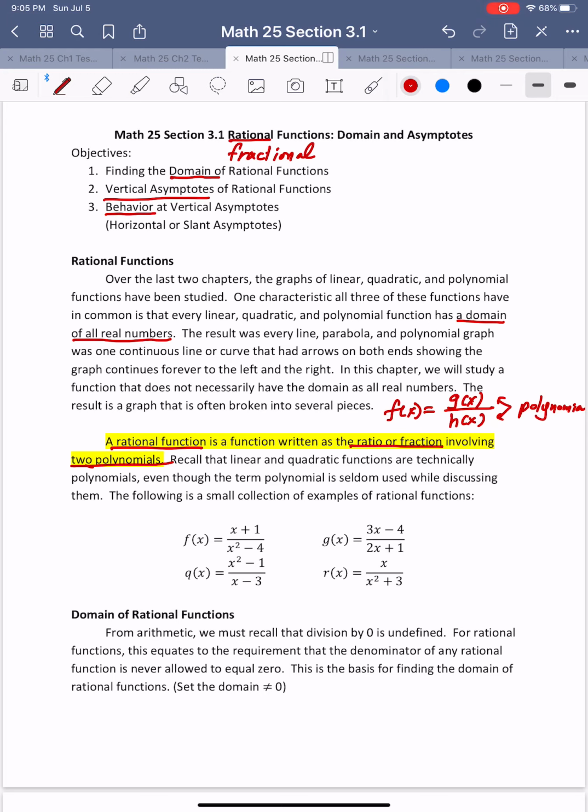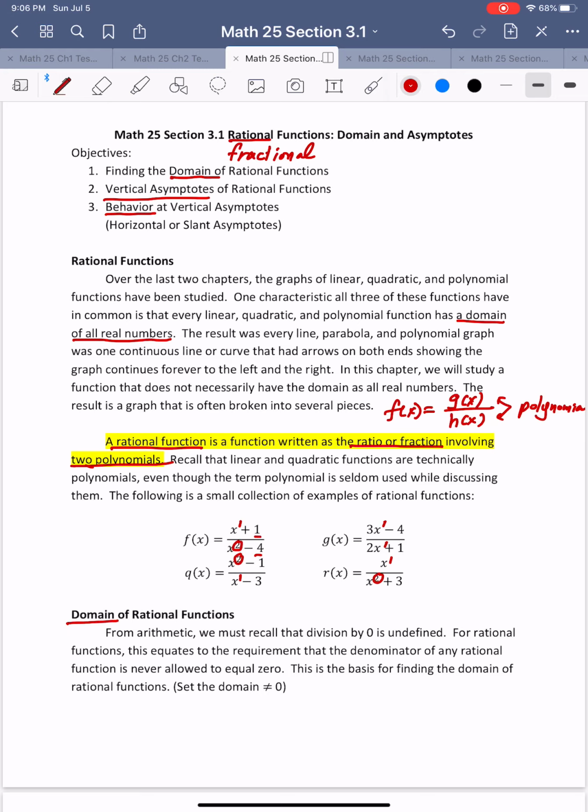The f function is a rational function because you have polynomials: this one is degree 1, and the 1 is degree 0, degree 2, and degree 0 for 4. Degree 1 for the g function, degree 0, and degree 1. Degree 2, degree 0 for negative 1, and degree 1, and negative 3 is degree 0. x is degree 1 and x squared is degree 2, and then 3, which means the degree of every variable term or constant term is a whole number.